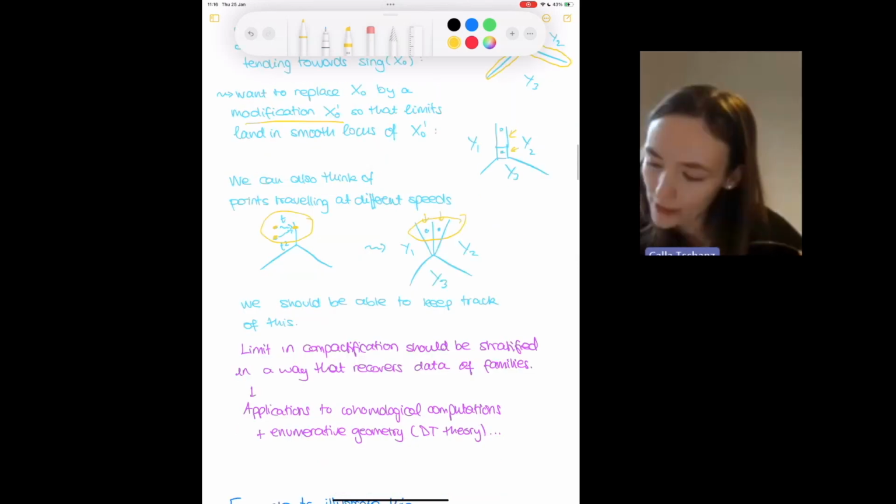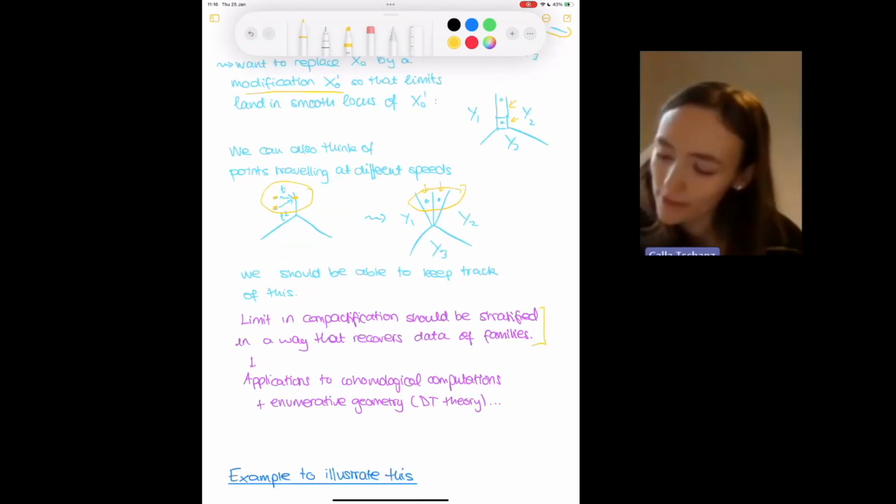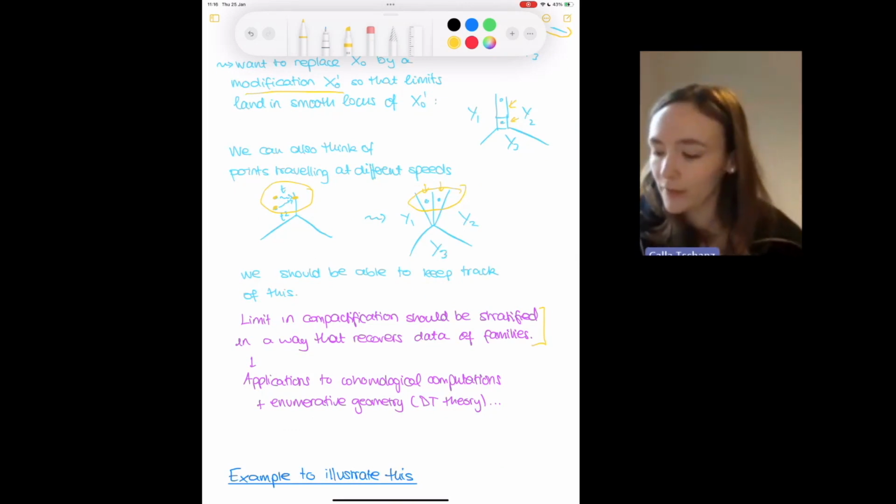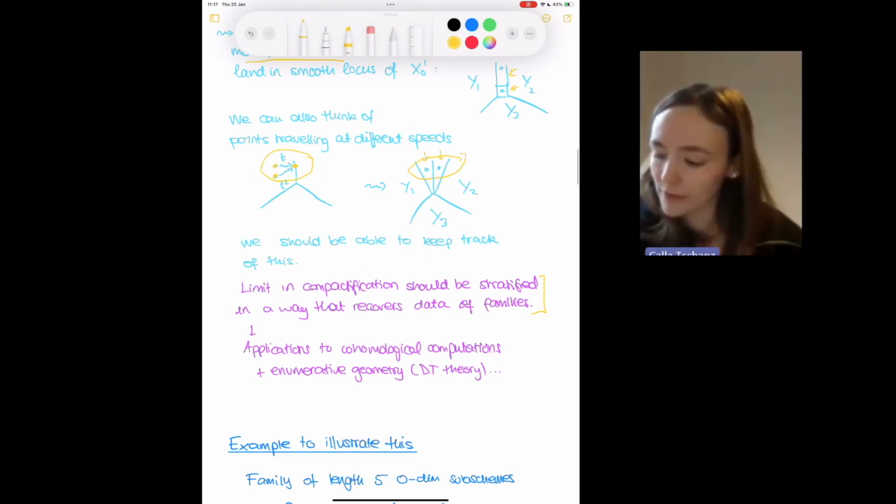So essentially what I'm trying to say here is this compactification should be sort of stratified in a way that recovers all of this data of the families. So you should be able to look at the limit, the support of these limits in the compactification, and that should tell you exactly what's going on.